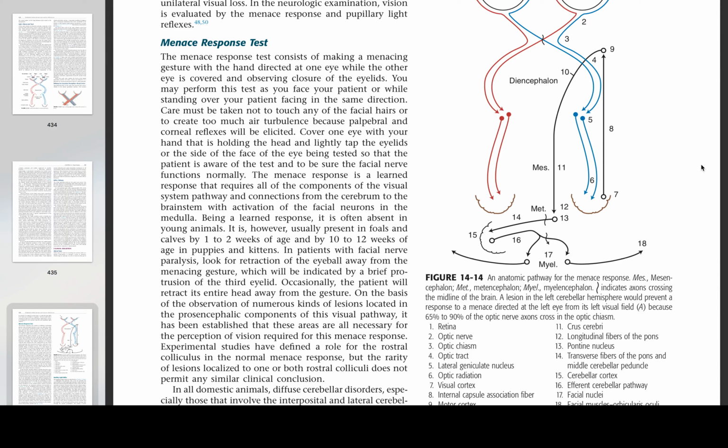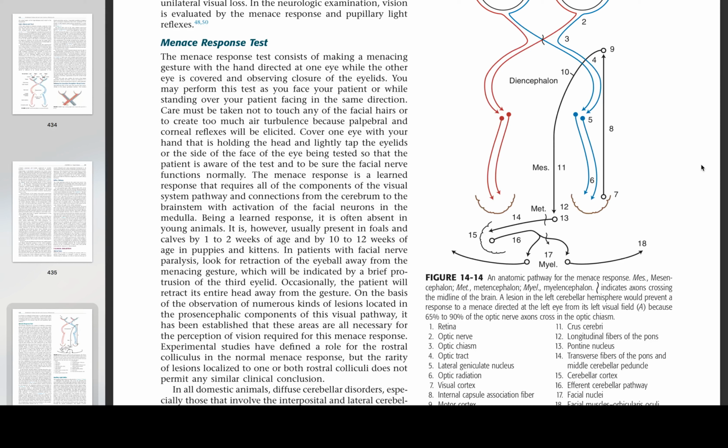On the basis of the observation of numerous kinds of lesions located in the prosencephalic components of this visual pathway, it has been established that these areas are all necessary for the perception of vision required for this menace response. Experimental studies have defined a role for the rostral colliculus in the normal menace response, but the rarity of lesions localized to one or both rostral colliculi does not permit any similar clinical conclusion. In all domestic animals, diffuse cerebellar disorders, especially those that involve the interpositus and lateral cerebellar nuclei, have often been observed to cause a failure of the menace response to elicit eyelid closure bilaterally. The palpebral reflex is normal, as is their vision based on eyeball or head retraction and the ability to negotiate around obstacles in an unfamiliar environment without bumping into them.